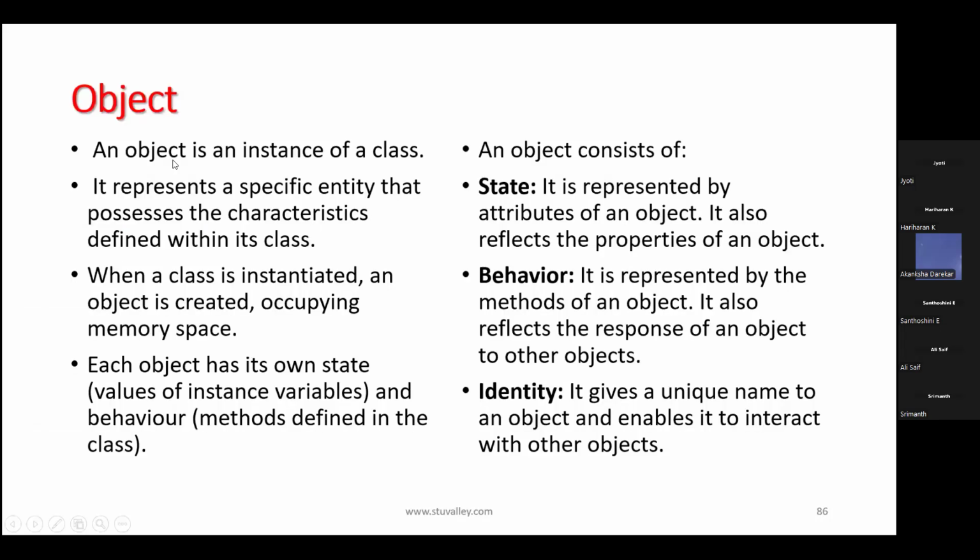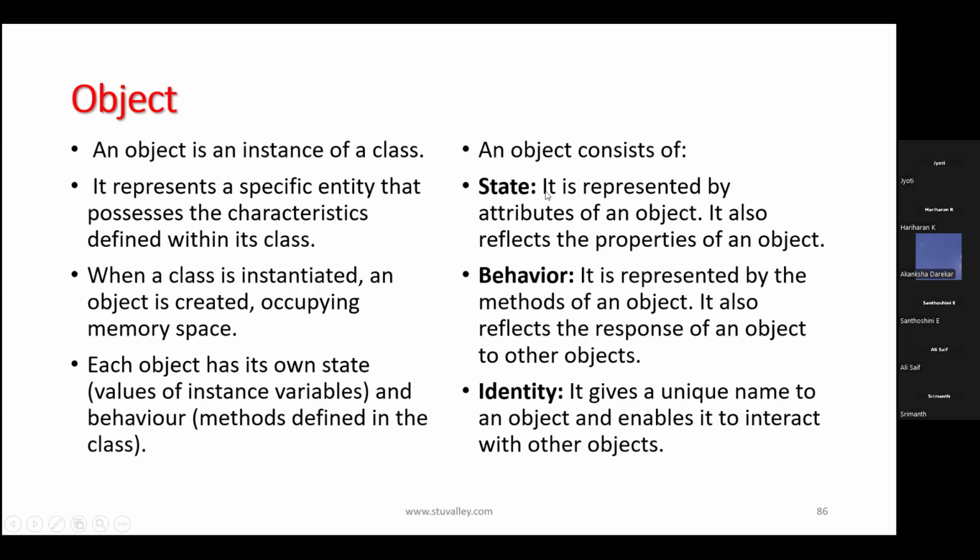So object is an instance of a class. It is also known as an instance of a class. That is why we say the variables are instance variables and instance methods. It represents a specific entity that possesses the characteristics defined within its class. When a class is instantiated, an object is created occupying memory space. That is why we say object is a physical entity and class is a logical entity. Each object has its own state, the values of the instance variables, and behavior, the methods defined in the class.